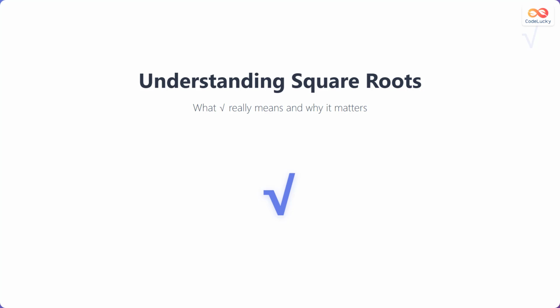Hello and welcome. Today we're diving into the world of square roots. We will explore what the square root symbol really means and why understanding it is important in mathematics and beyond.